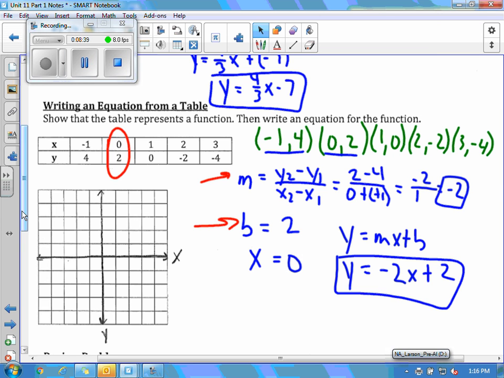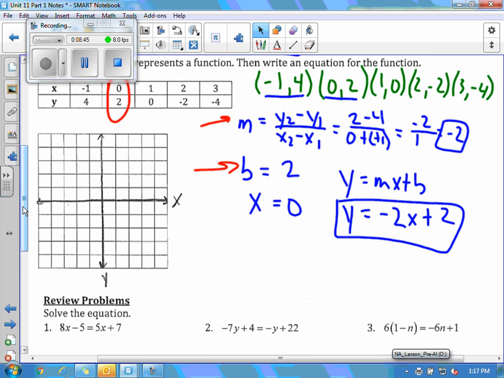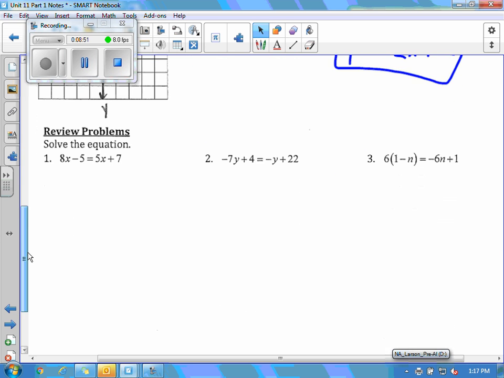The directions say to show that the table represents a function, then write the equation of the function. We did that. I also left a graph on here just so you can practice graphing this equation. So graph this equation we just came up with, and then on the bottom there are some review prompts for you.